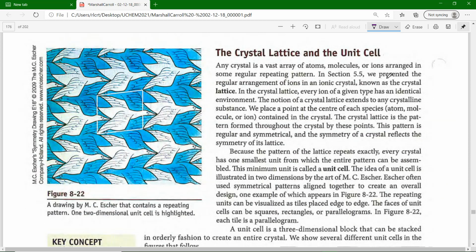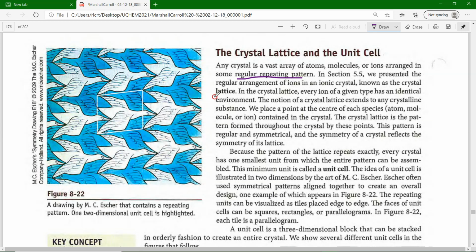So let's look at the crystal lattice and the unit cell. Here's an Escher drawing showing a repeated pattern. That repeated pattern can be thought of as the unit cell. You have a vast array of atoms, molecules, or ions arranged in some regular repeating pattern.